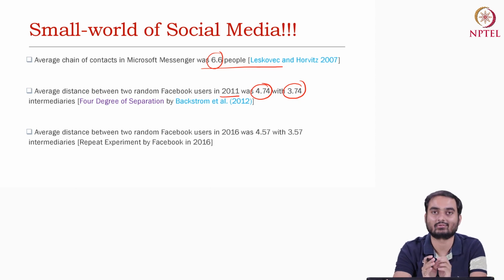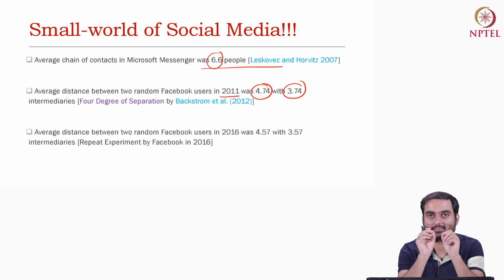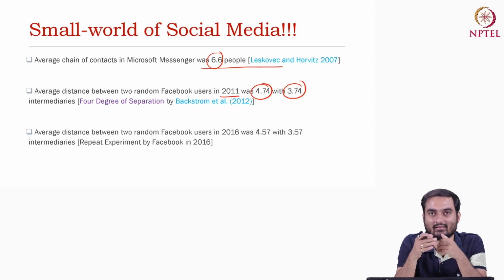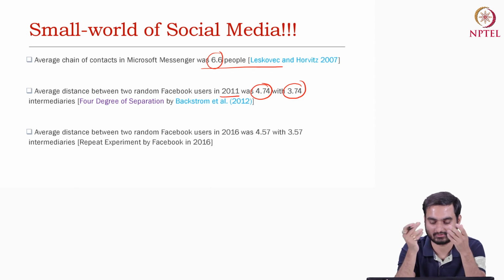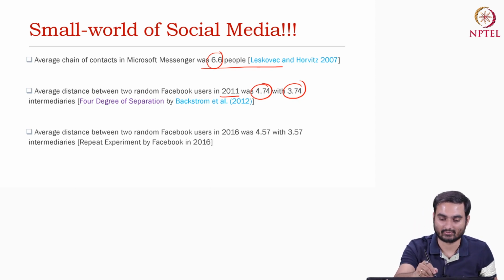In fact, you can also do a similar experiment on the Facebook graph. There is a very interesting app, and through that app you can check the degree of separation of your user account from the other users present on Facebook. I actually did this experiment to check my degree of separation. It turned out to be 3.74, 3.75. You can also check your degree of separation.